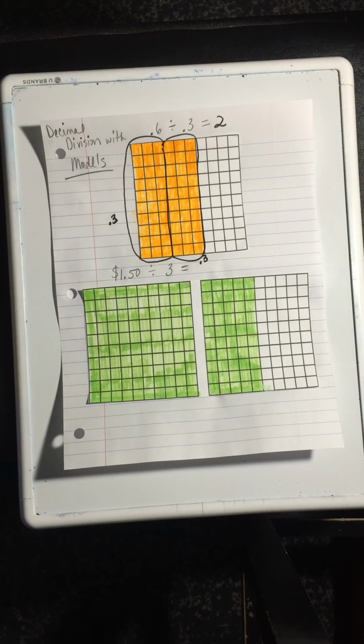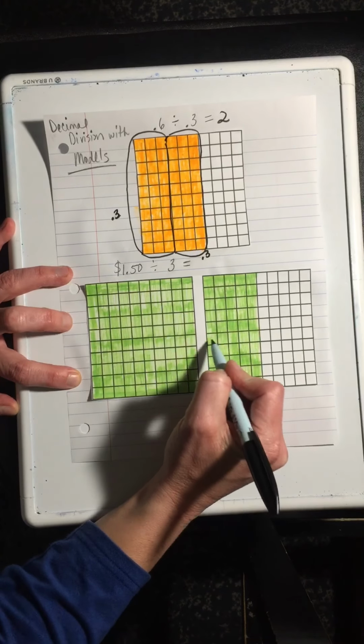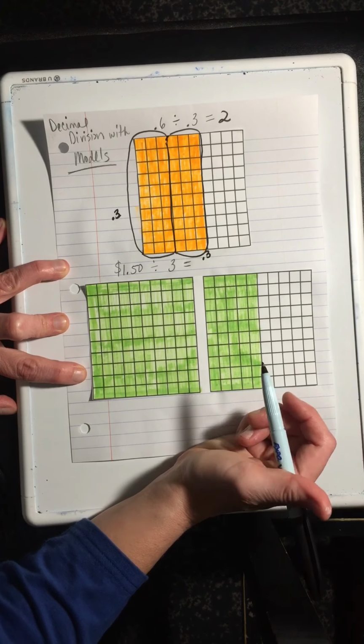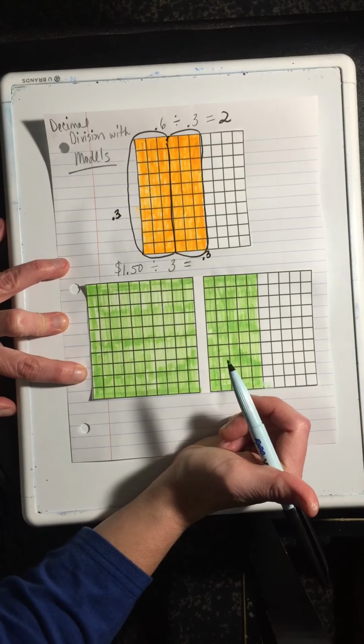So we have $1.50. This is our next model, divided by 3. This is actually money, because we can write money as a decimal. We have $1.50, and we're dividing that into 3 groups. This is 1 whole, and this is 5/10, which is equivalent to 50 cents. It would be half of $1. So we're going to take this and divide it into 3 equal groups.